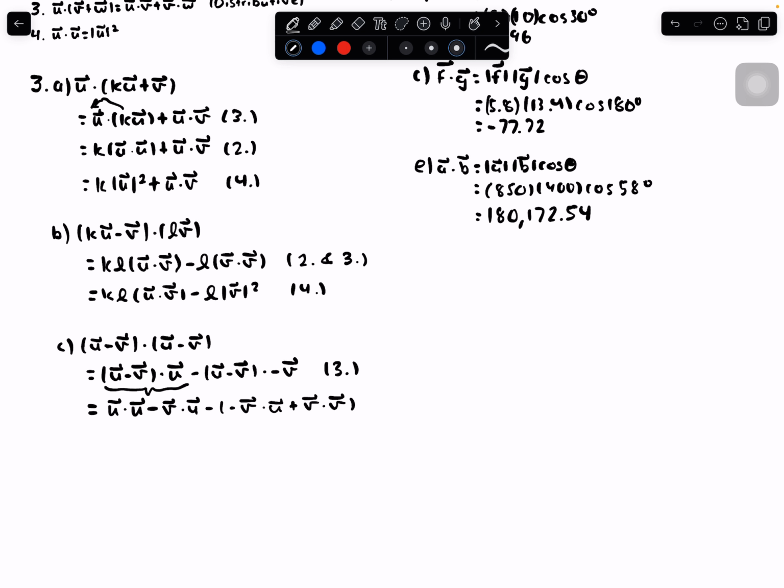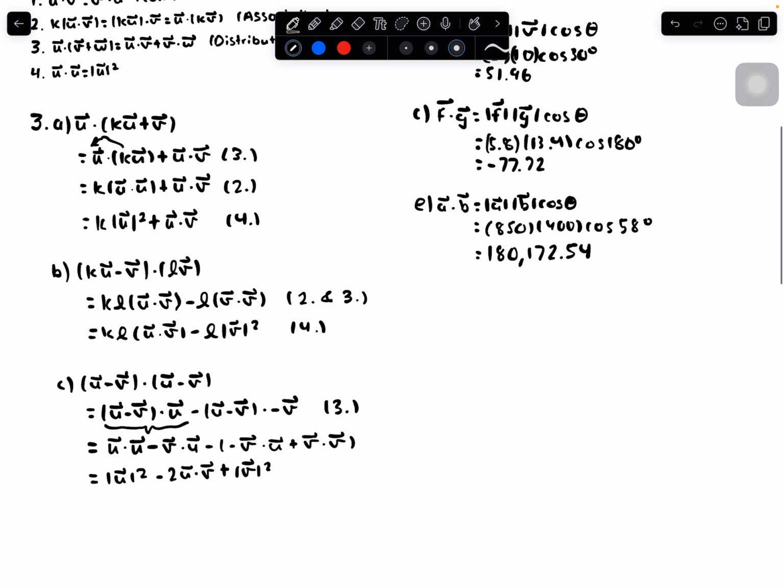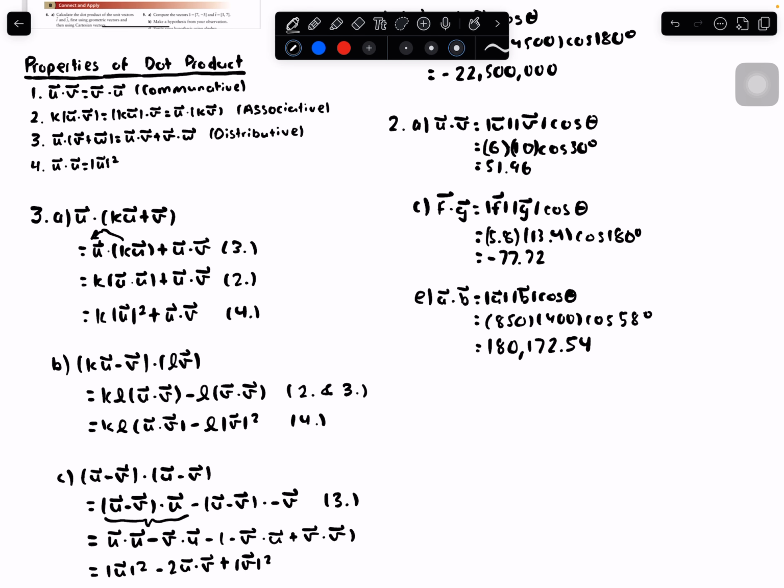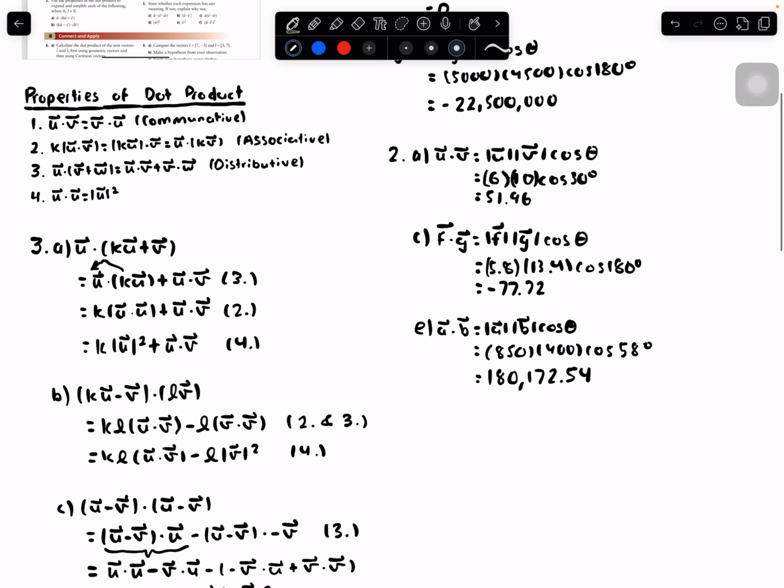So then you're left with u squared minus 2u dot v plus v squared. Okay, that makes sense. You're kind of foiling. It does boil down to just foiling these two vectors when you're dotting them. But the properties of the dot product you're using are actually distributivity. Okay, good.